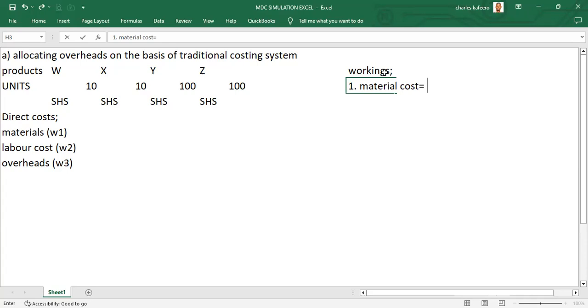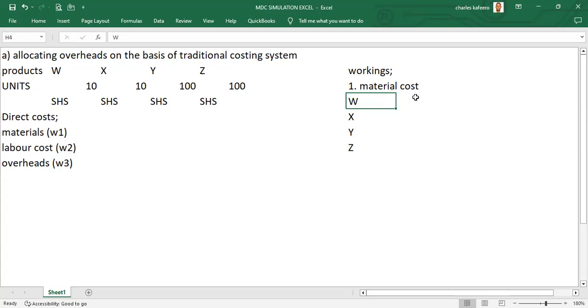And our material cost, now we are going to be computing the material cost for each product. We have product W, product X, Y, and Z. Those are the products that we have. So we are going to compute each of them.